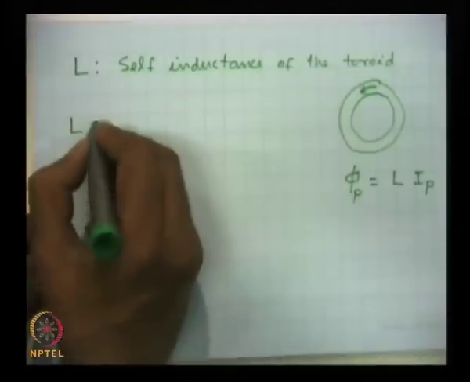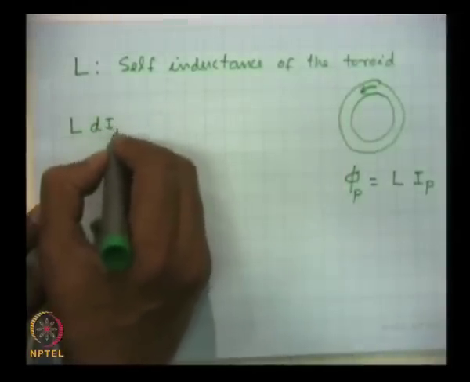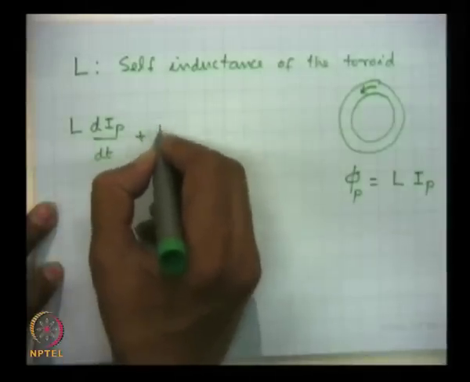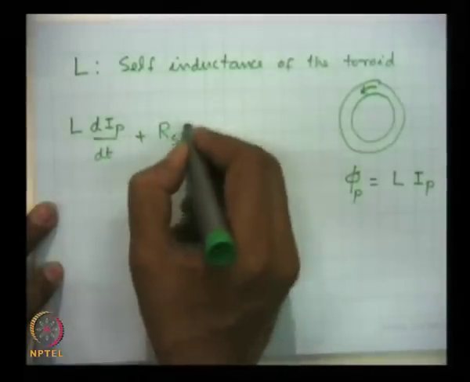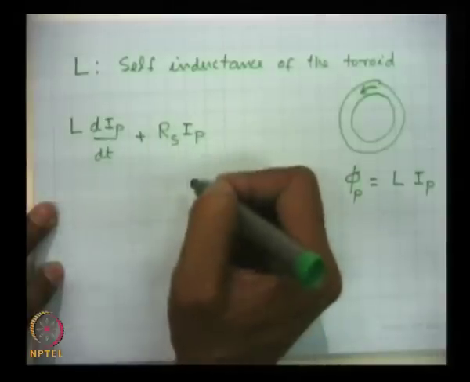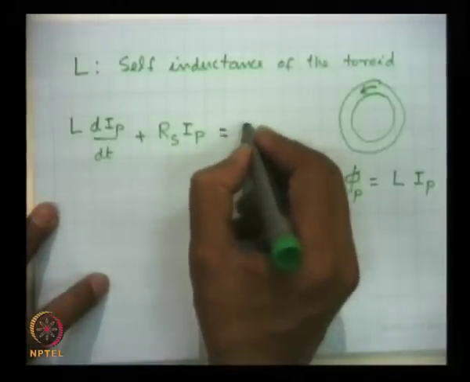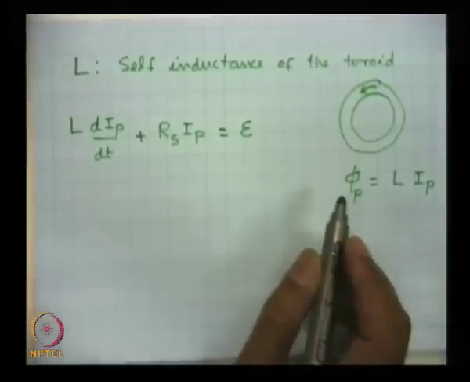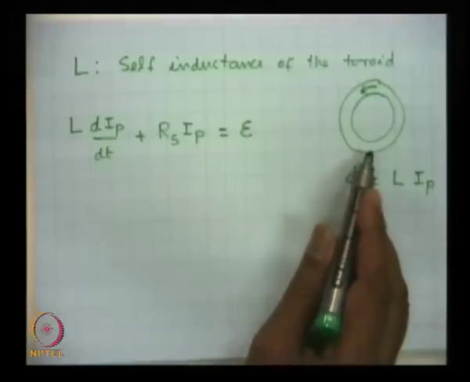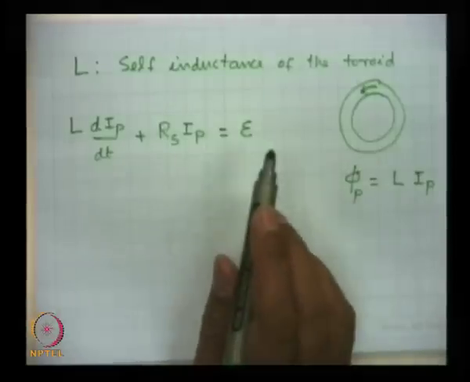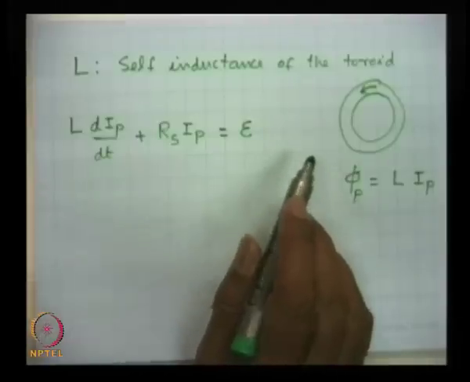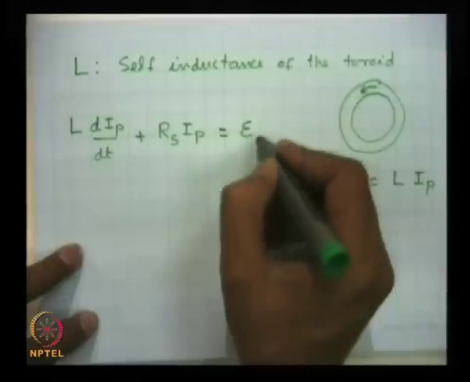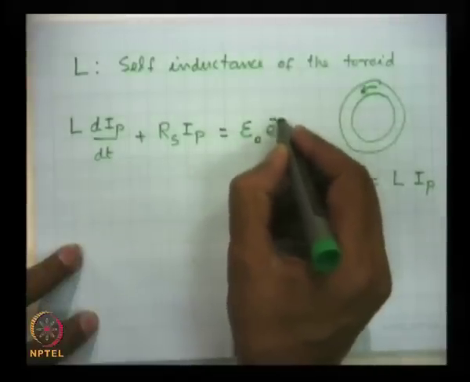And then the equation that governs the current would be L dIp by dt, Ip is the plasma current, plus resistance of the plasma Rs into Ip, is equal to EMF E. As I mentioned, that flux must change with time, only then this EMF is produced. For the sake of simplicity, to have a better appreciation, I will consider this to be like E0 e to the power minus i omega t.